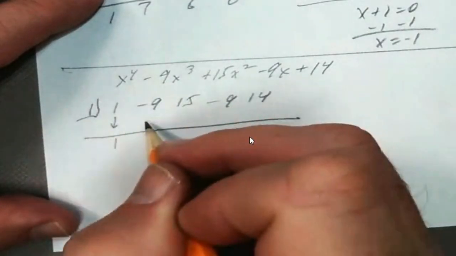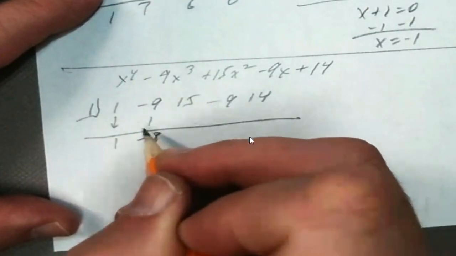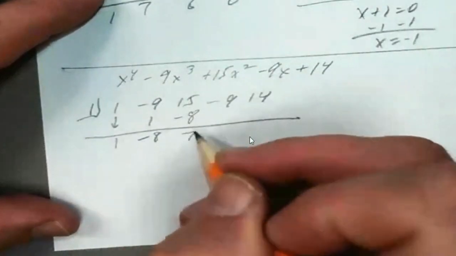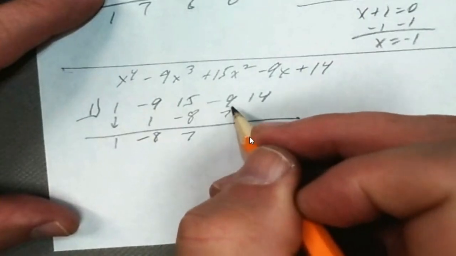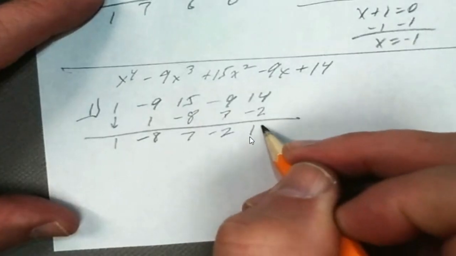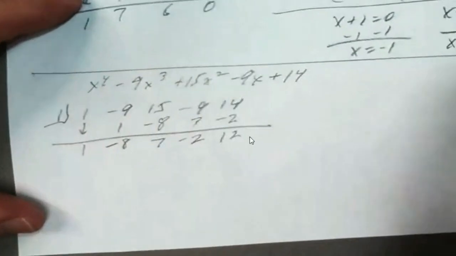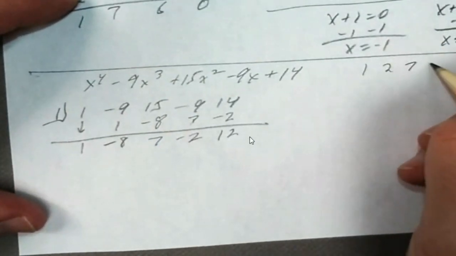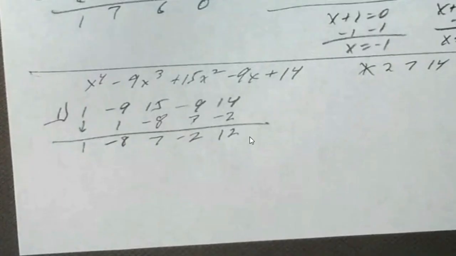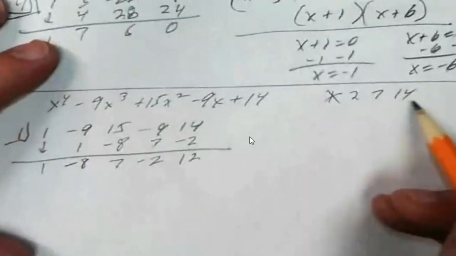1 times 1 is 1. Add those together. 1 times -8. -8. Add those together. 1 times 7. Add those together. And 1 times -2. 1 is not a solution. So it's 1, 2, 7, and 14. 1 does not work. So already we know there are at least 2 imaginary solutions. Remember, because there could be 4, 2, or 0 real solutions, and we know there's not 4.